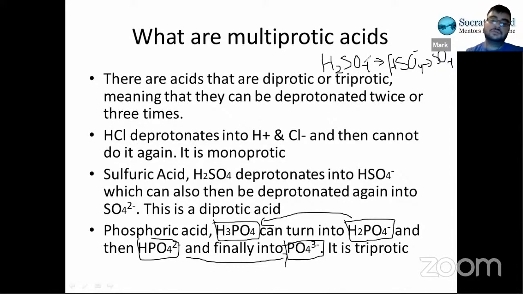Things can get deprotonated multiple times, and the way you would know that is if it has multiple H's on it that can dissociate. So for example, something like acetic acid, which has the formula CH3COOH. Technically, it does have multiple H's, right? Right here it has 3 H's, but these are not acidic H's. They can't actually come off. So it won't count as a multiprotic acid, because these H's can't come off. Only this H can come off.